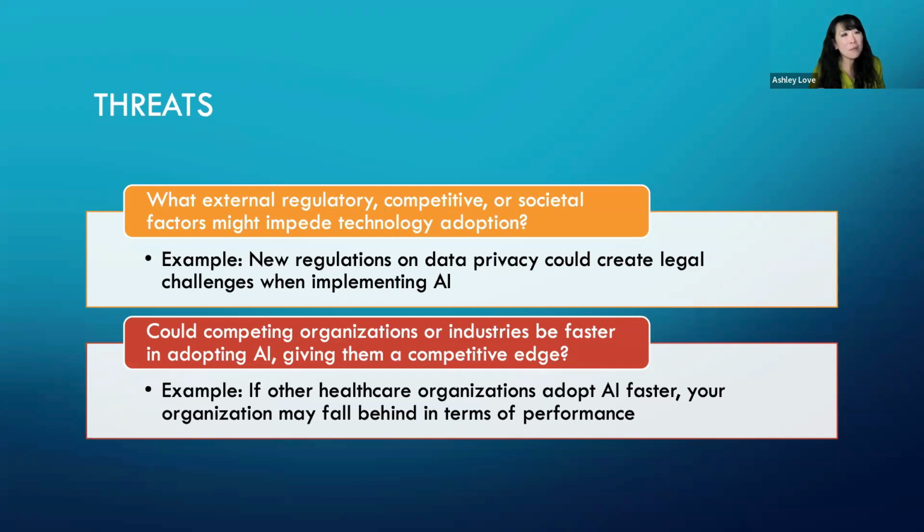So could competing organizations or industries be better in terms of adopting? Yes, there are some organizations that can adopt AI faster, such as private institutions as opposed to government institutions.